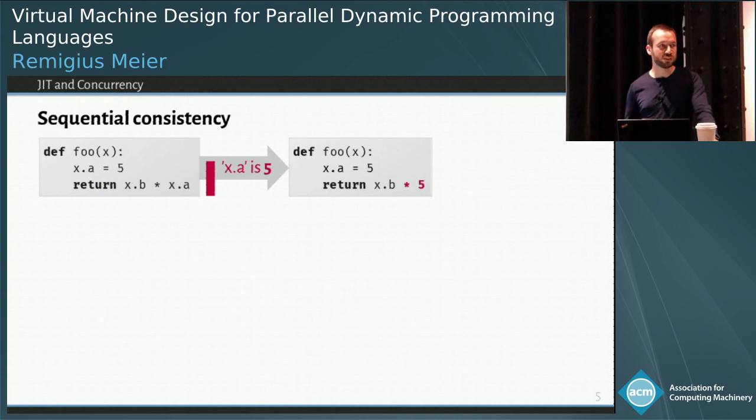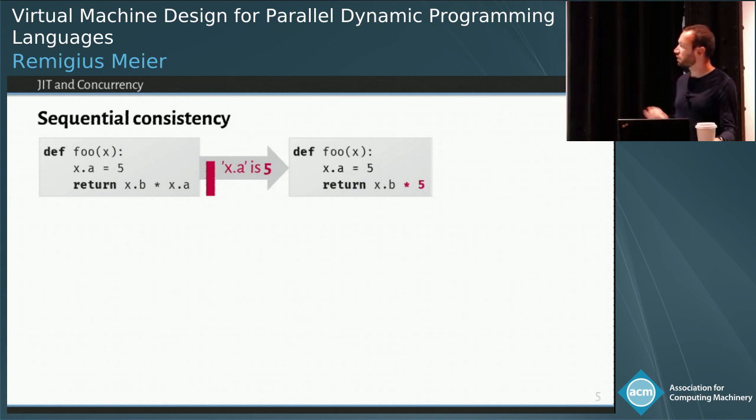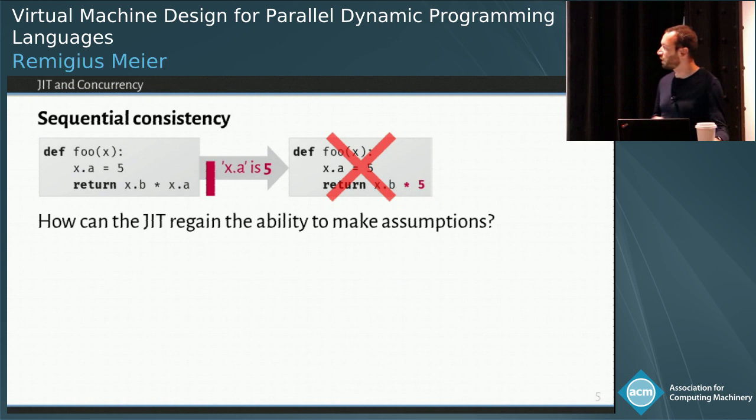So the memory model has sequential consistency. I cannot go too much into detail, but basically this means that such transformations might not be valid anymore. Because we made an assumption that after we just wrote a value to memory, reading from the same memory location will yield the same value, that might not be true under sequential consistency. So assumptions like that might not be valid, and of course, as a virtual machine designer, we have to think about how we can regain the ability to make such assumptions. Otherwise, the JIT is just not effective because it cannot optimize.